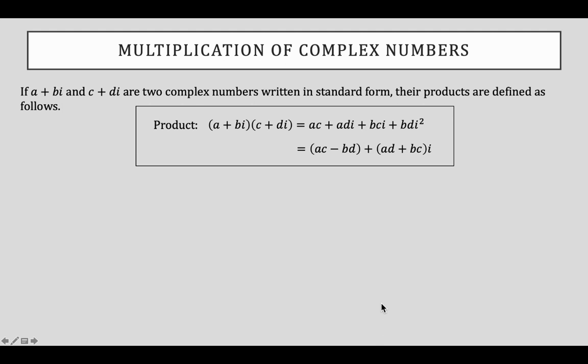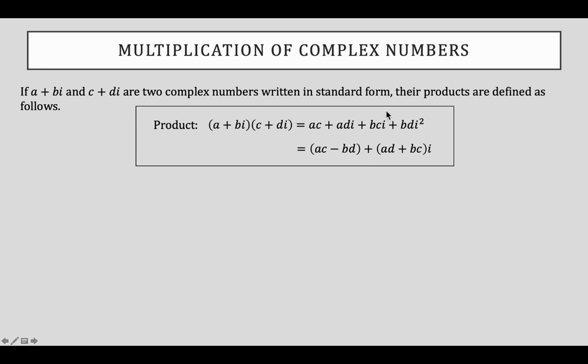All right, now let's talk about multiplication of complex numbers. If a plus bi and c plus di are two complex numbers written in standard form, their product is defined as follows. The product a plus bi times the quantity c plus di is equal to ac plus adi plus bci plus bdi squared, which turns into the quantity a times c minus b times d plus the quantity a times d plus b times c times i.